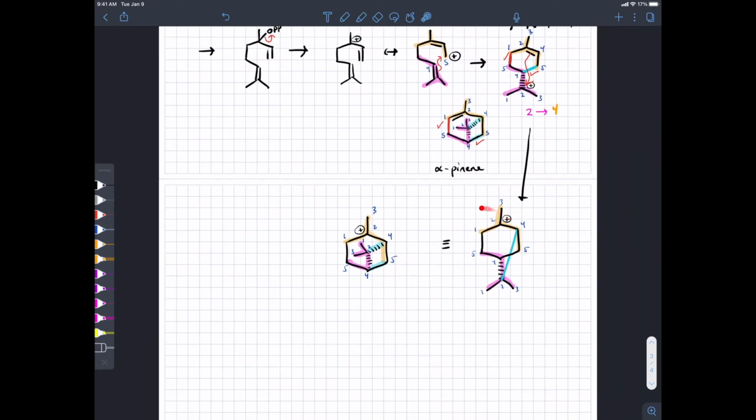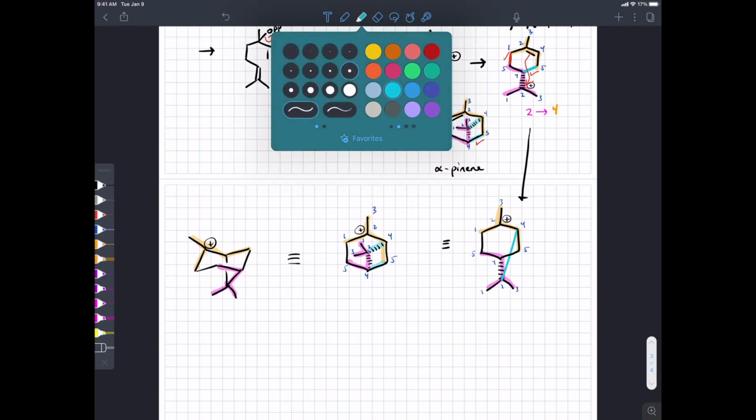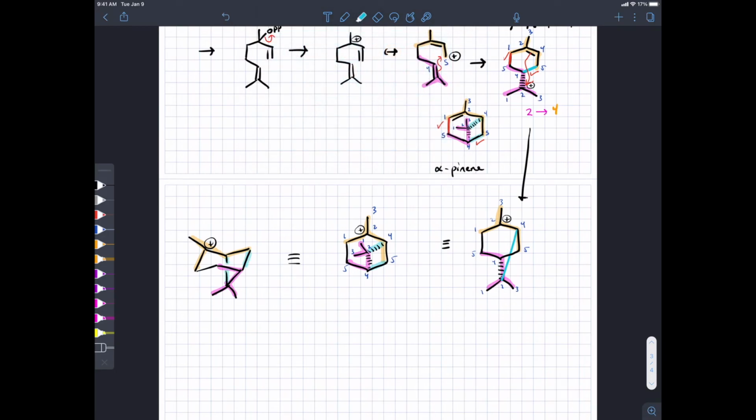It's difficult to see in your mind how to get from here to here. If you want, you can redraw this molecule as follows. And that can make a little bit more sense. Okay?